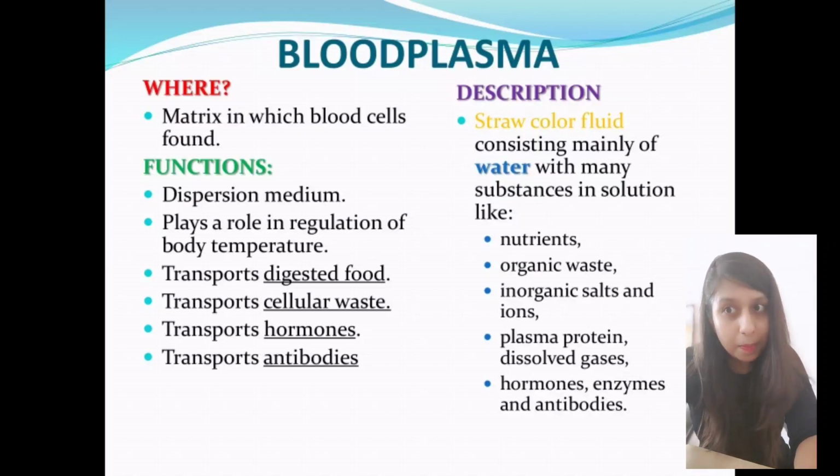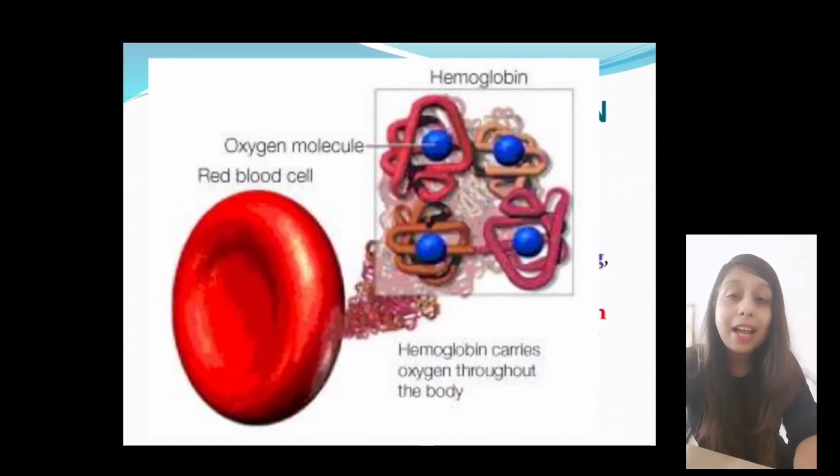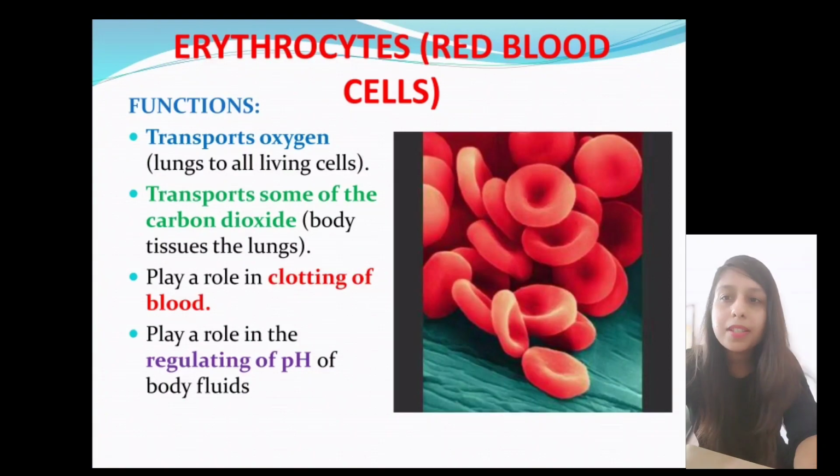What function it plays is that it is like a dispersion medium. It transports digested food, cellular waste, hormones, antibodies, and whatnot. Next are the erythrocytes, also known in simple language as RBCs. These RBCs are red in color, obviously due to the presence of hemoglobin, which you are already aware of.